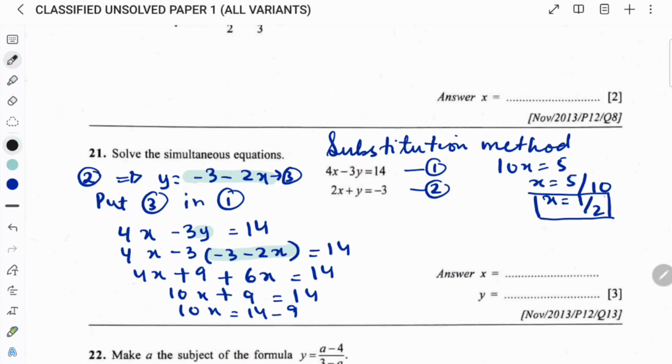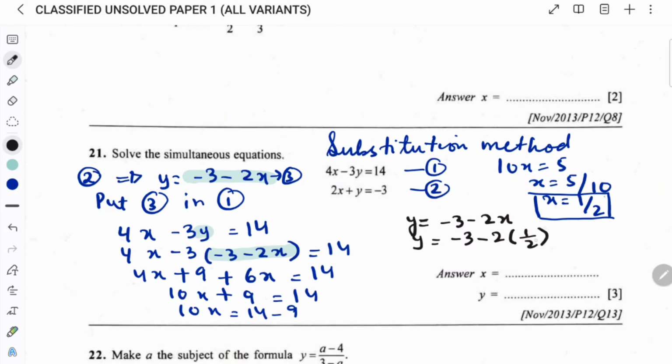All right, now we are going to find out the value of y. We just take the third equation, which we always do in the substitution method. y is equal to 3 minus 2x. Don't forget what the signs are. If you make a mistake, then you get a wrong answer.